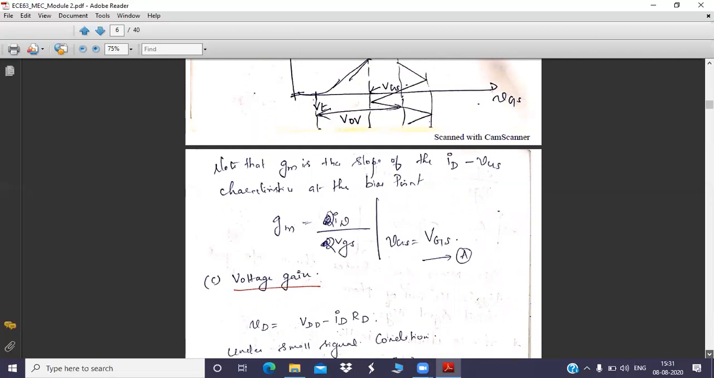You have fixed the Q point. This means that you have fixed the Q point. At the Q point, you have to find the change in slope. That is nothing but your transconductance.